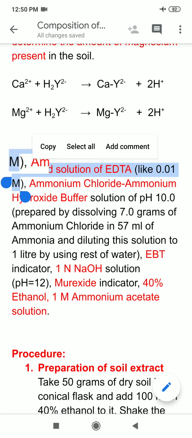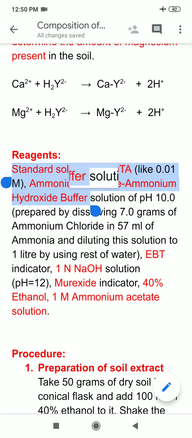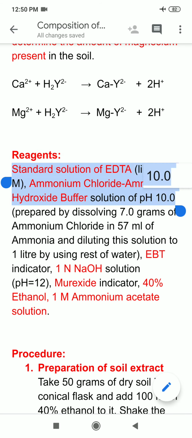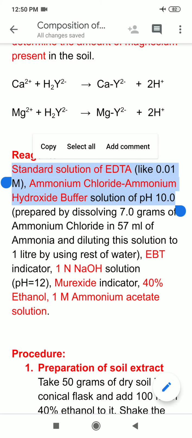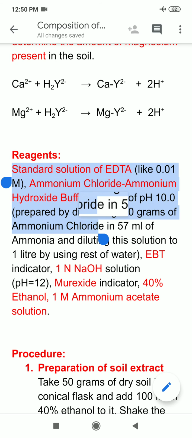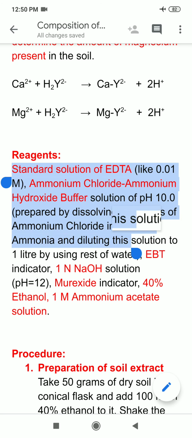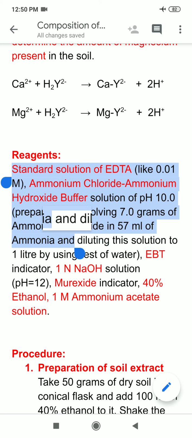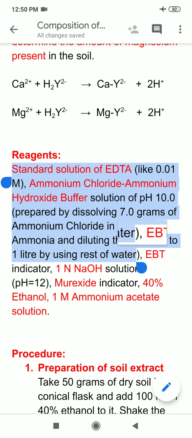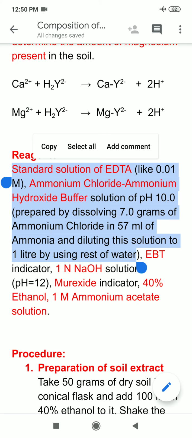Then I need ammonium chloride ammonia buffer solution, and the purpose of this buffer solution is to maintain the pH, and it should have a pH of 10. And how is it prepared? It is prepared by dissolving 7 grams of ammonium chloride in 57 ml of ammonia and then diluting this solution to 1 liter by adding the rest of the water. So when we dissolve 7 grams of ammonium chloride in 57 ml of ammonia and make the total volume equal to 1 liter, this solution has a pH equal to 10.